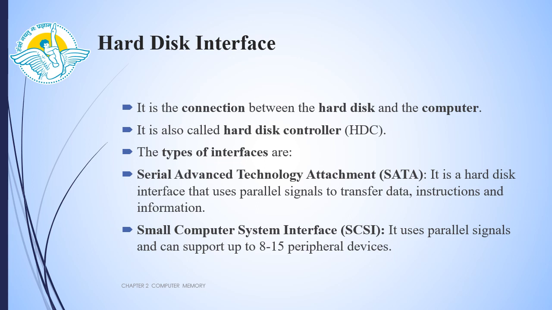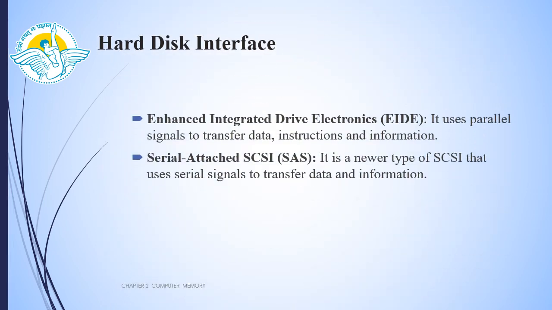The next type of interface is Small Computer System Interface or SCSI. It uses parallel signals and can support up to 8 to 15 peripheral devices. The third type of interface is EIDE. The full form is Enhanced Integrated Drive Electronics. It uses parallel signals to transfer data, instructions, and information. The fourth type of interface is SAS or Serial Attached SCSI. It is a newer type of SCSI that uses serial signals to transfer data and information.